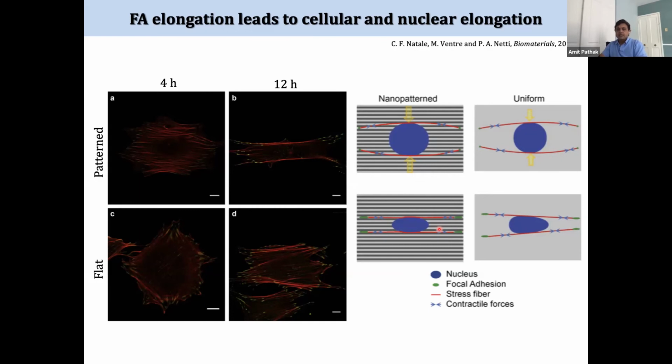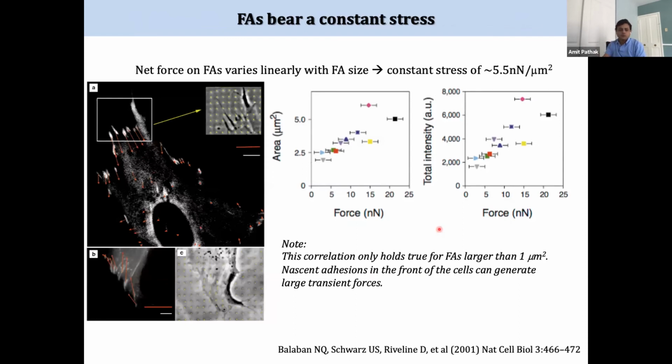After this slide, I'll explain some models. So if you have any questions about the basic idea of focal adhesions, I'm happy to answer now. All right, I'll talk about this one and then get into the model.